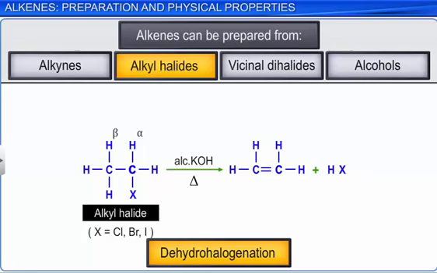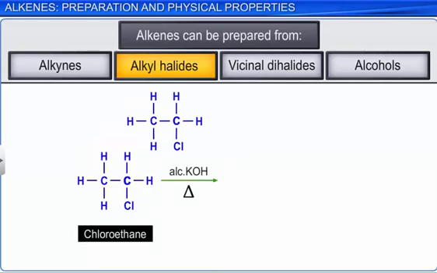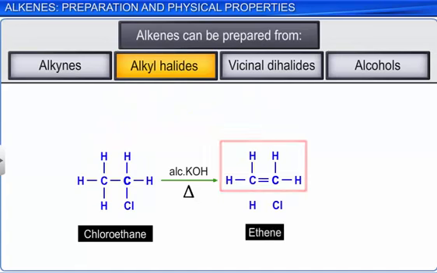For example, 1-chloroethane, on heating with alcoholic potassium hydroxide, forms ethene. During this reaction, the hydrogen and halogen atoms on adjacent carbon atoms of 1-chloroethane are eliminated in the form of hydrochloric acid.